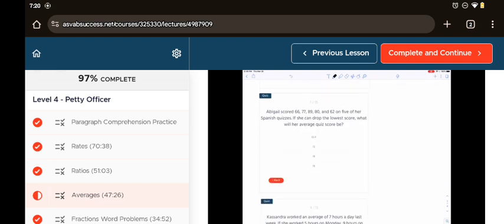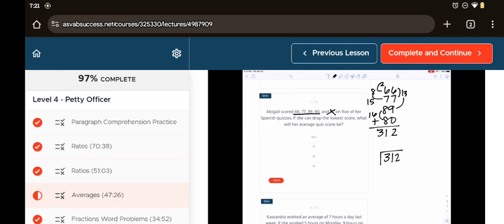Okay? Next question says, Abigail scored 66, 77, 89, 80, and 62 on 5 of her Spanish quizzes. If she can drop the lowest score, what will her average be? So what's her lowest score? It's a 62. So we're going to add these 4. 66, 77, 89, 80. 6 plus 7 is 13. 13 plus 9 is 22. Carry the 2. 2 plus 6 is 8. 8 plus 7 is 15. 8 plus 8 is 16. 15 plus 16 is 31.